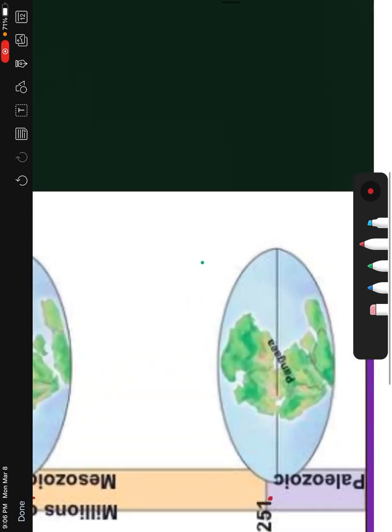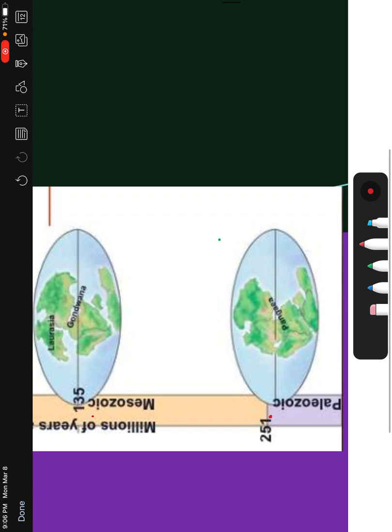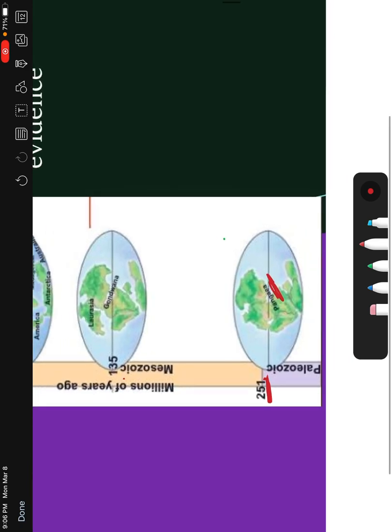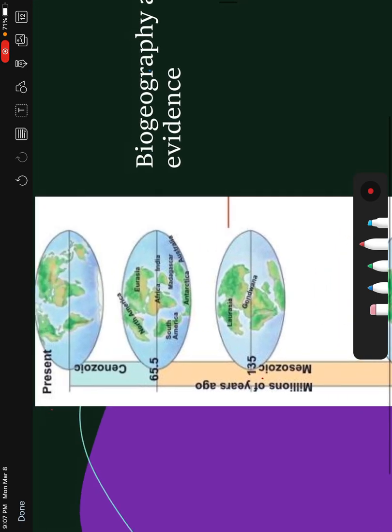Okay, so biogeography as evidence. I just want to show you guys Pangaea. Pangaea was formed about 251 million years ago. It is a supercontinent, the last supercontinent that we have seen in the world. It is a combination of all of the world's continents. So all of Earth's land masses combined into one giant supercontinent, which means that we also only have one ocean at this time.